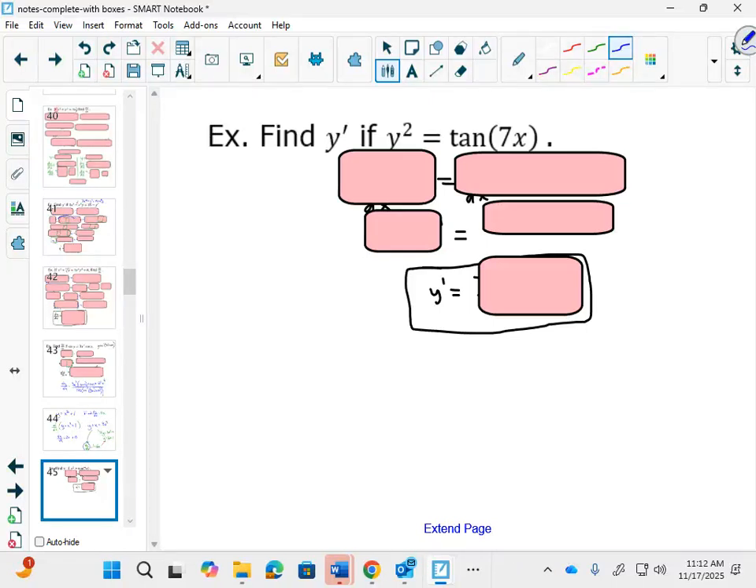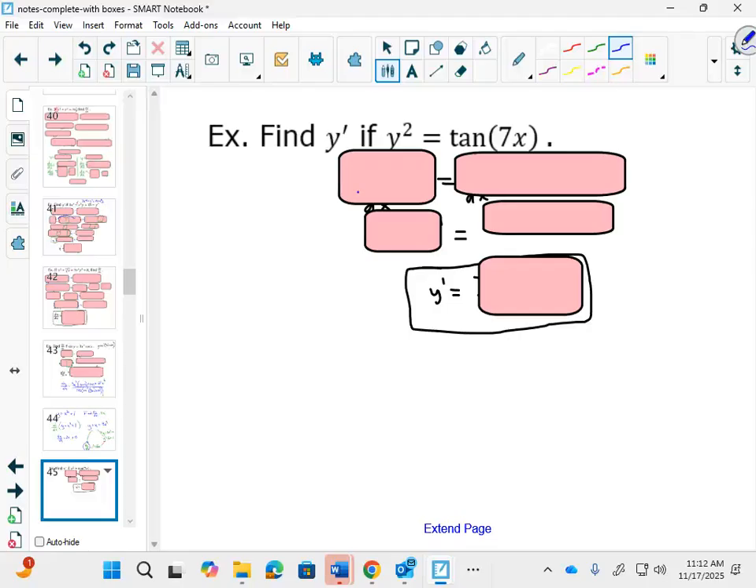So we imagine we could get y by itself. Could we get y by itself on this one? Yeah, we could just square root both sides. We get two equations for y, one with a plus sign, one with a negative sign, if we square rooted both sides. Okay? But we don't want to do that. We want to do our derivative with implicit differentiation.